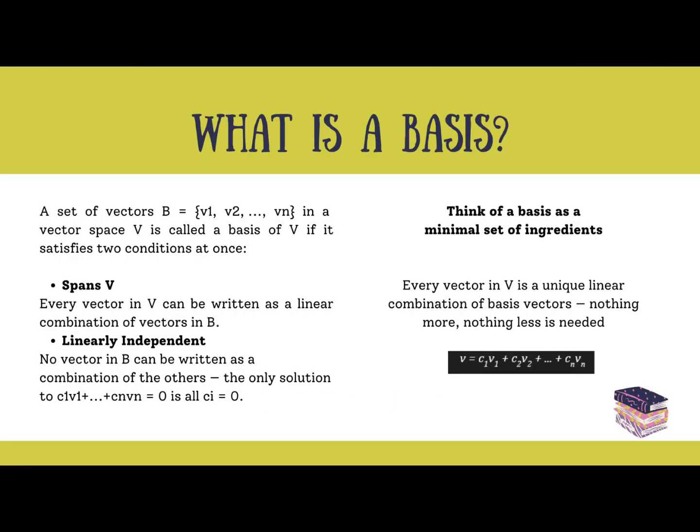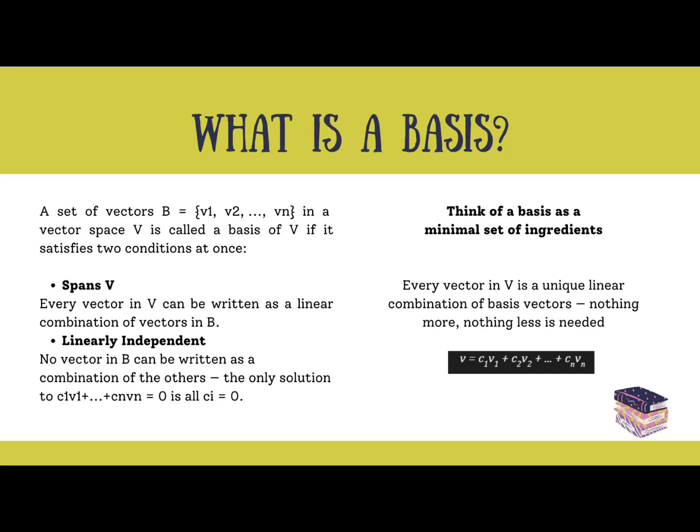First, let's define bases. A basis is a set of vectors in a vector space that satisfies two conditions. The first condition is that the vectors must span the vector space. This means that every vector in that space can be expressed as a linear combination of the basis vectors. The second condition is that the vectors must be linearly independent. Being linearly independent means that none of the vectors can be created by combining other vectors. In other words, every vector contributes something unique.